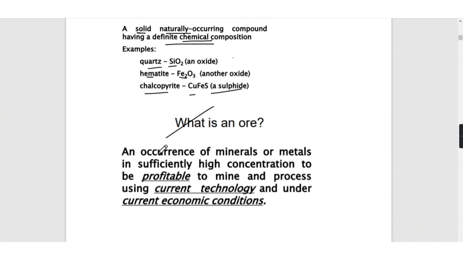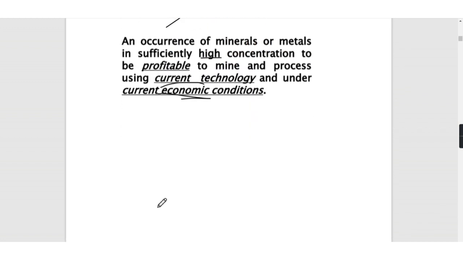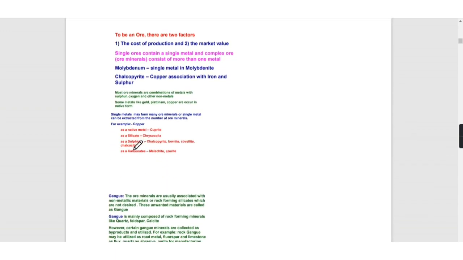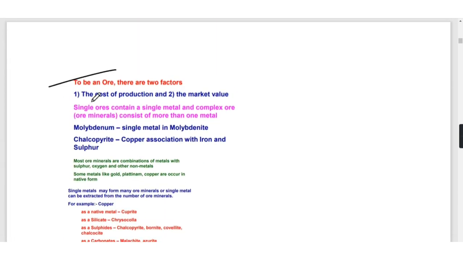What is an ore? Ore is the mineral or metal which is present in very high concentration, which can also be profitable to us. Okay, अगर हम उसको mine कर रहे हैं, they should have some profit value. They should be present in high concentration so that we can use them with the current technology under the economic conditions. So to be an ore, there are two factors. First, there should be its cost of production. Second, it should have some market value.